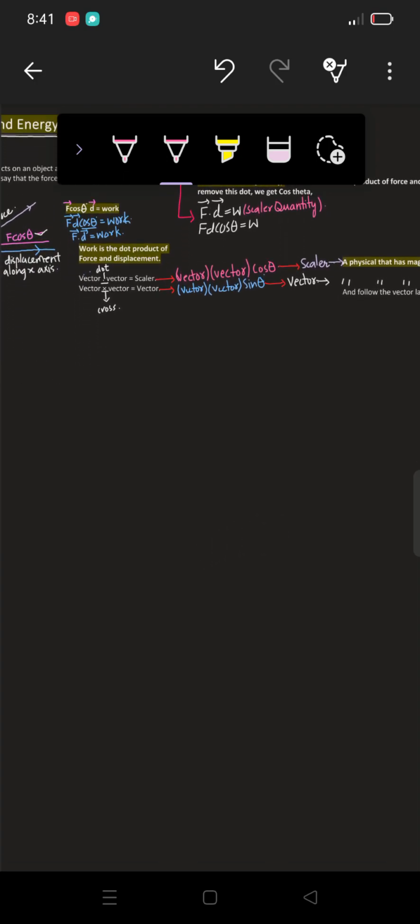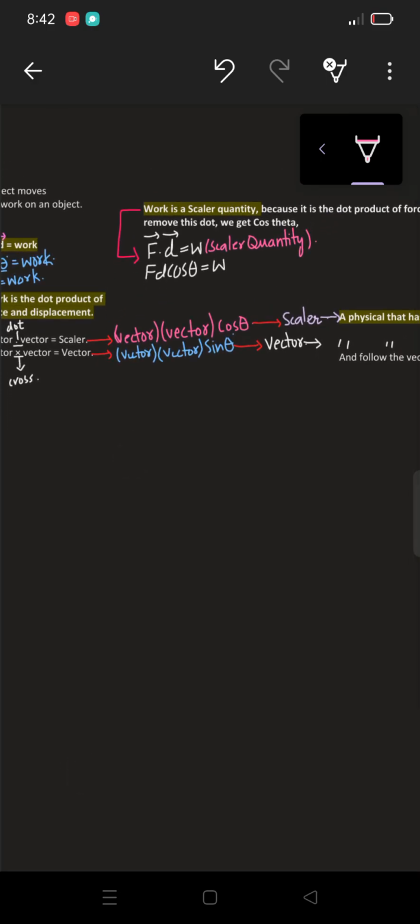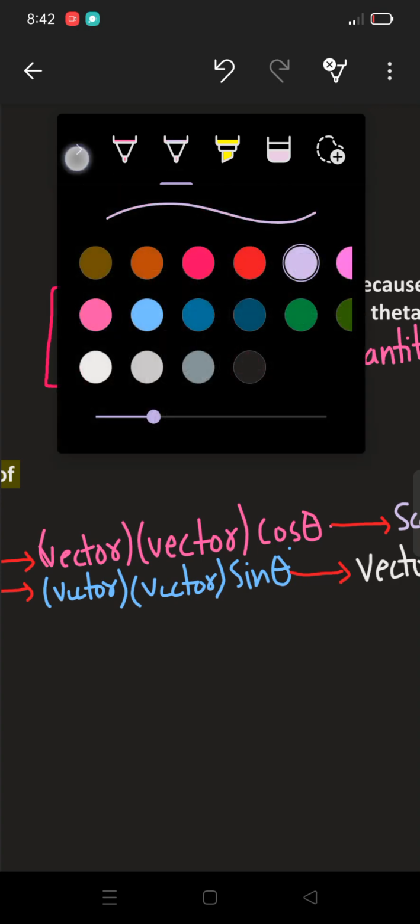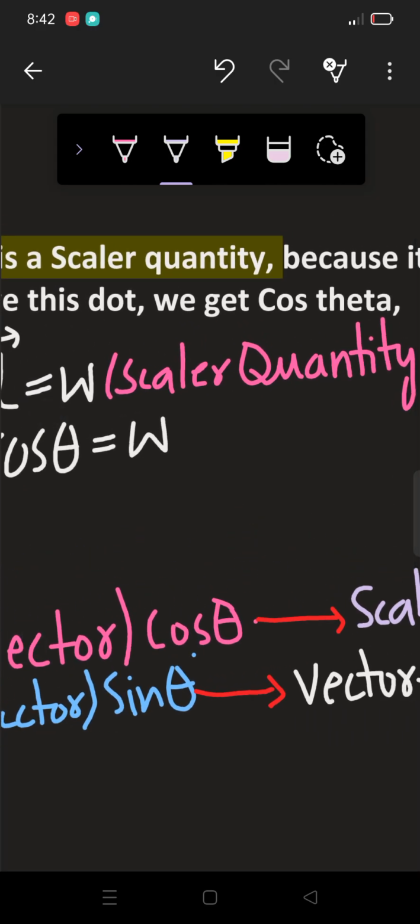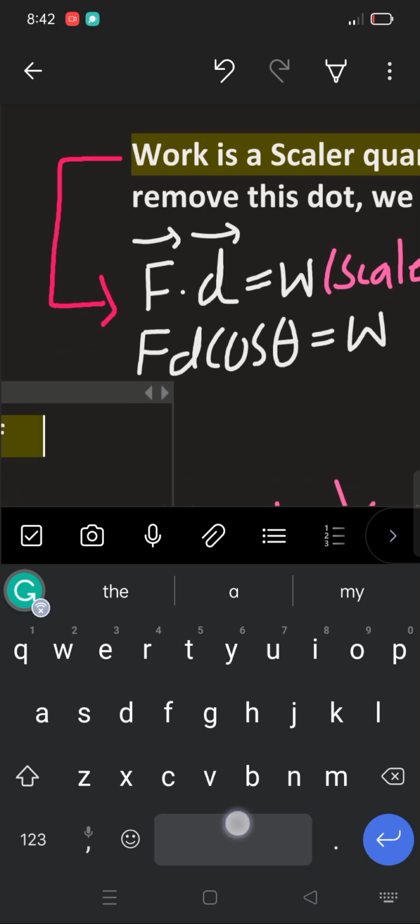Now let me tell you the unit of this, right? So the unit in the SI system is Newton meter, which is equivalent to joule, right? So the SI unit of work is not joule, however it is Newton meter, but it is equivalent to joule. In the MKS system, it is Newton meter. Let me write that here.